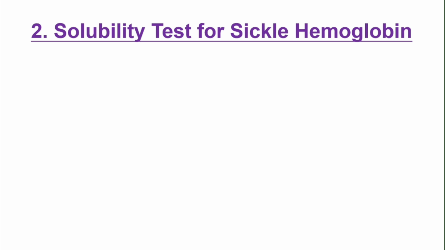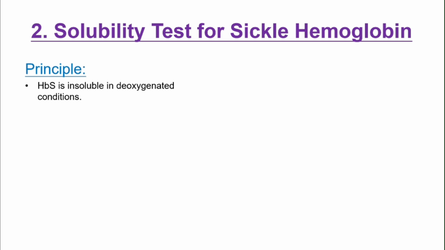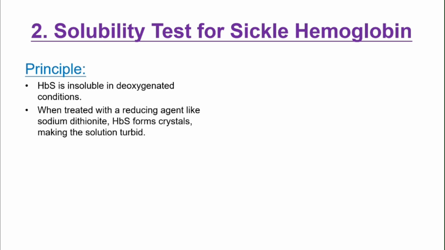Next we'll go with the solubility test of sickling hemoglobin. First we'll go with the principle. The HbS is insoluble when deoxygenated. When treated with reducing agents like sodium dithionite, the HbS forms crystals which make the solution turbid. The normal adult hemoglobin remains clear while the HbS forms a turbid precipitate.